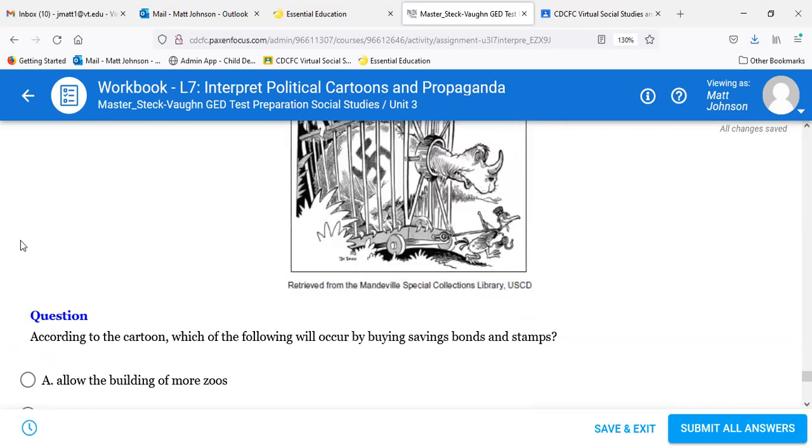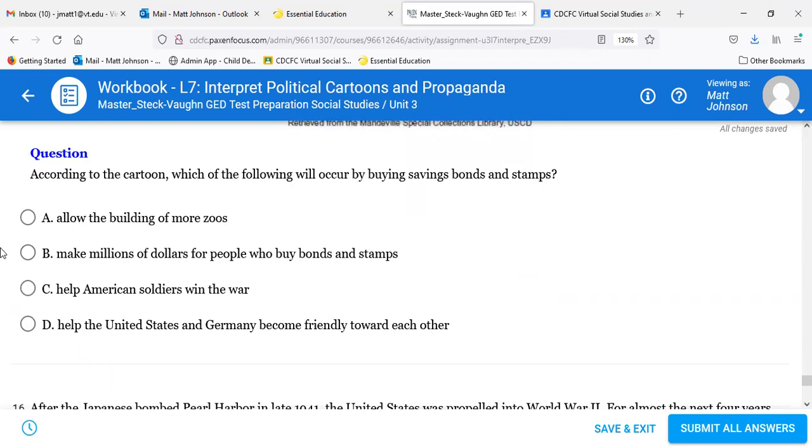And then 15, Grace, you want to read 15 for us? According to the cartoon, which of the following will occur by buying savings bonds and stamps? A, allow the building of more zoos. B, make millions of dollars for people who buy bonds and stamps. C, help American soldiers win the war. And D, help the United States and Germany become friendly toward each other.